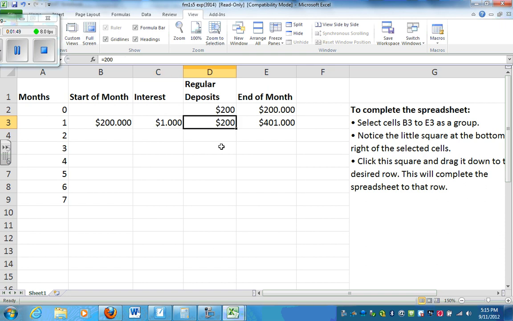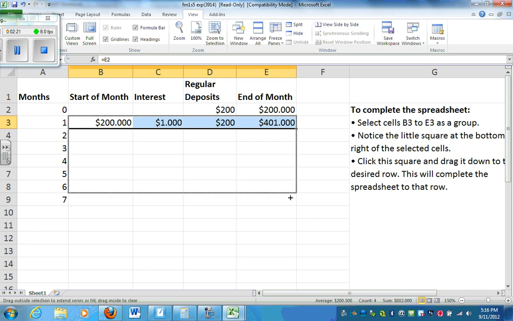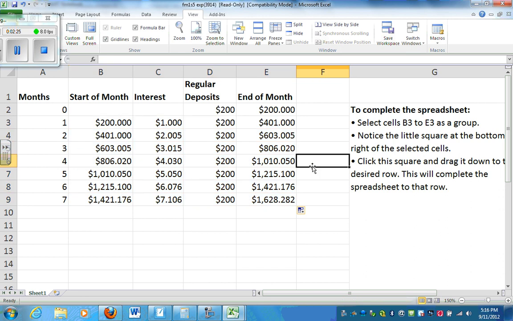Okay, her regular deposit is always 200, and then at the end of the month we add B3, that's this one right here, to D3. So we add all of these together, B3 to D3. Okay, to complete the spreadsheet, we're going to select B3 to E3 as a group. To select, we hold down and we drag over. Notice the little square at the bottom of the selected cell. Click and drag it down to the desired row. This will complete the row. Okay, wow, so what it did is it copied those formulas.